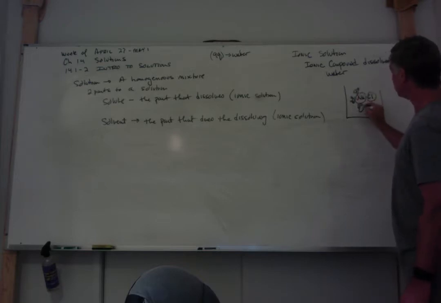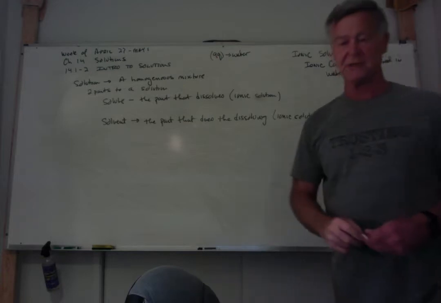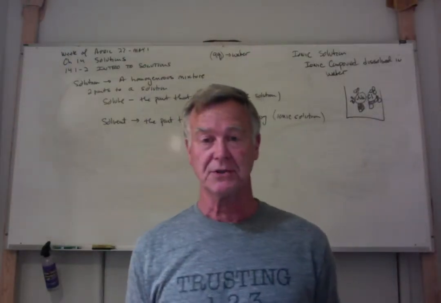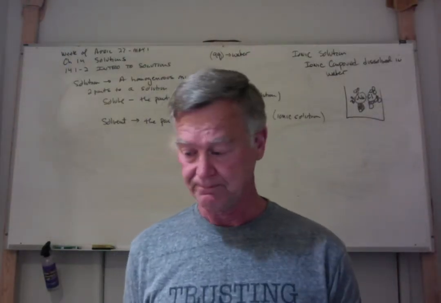The chlorine would be this way. And eventually those will get pulled apart. Now, that's one type of a solution. That's called an ionic solution.